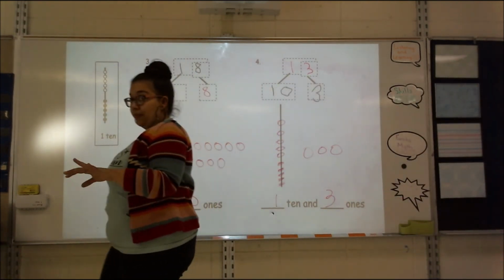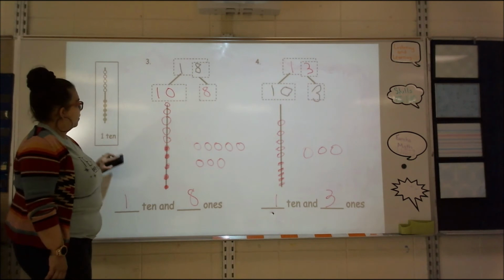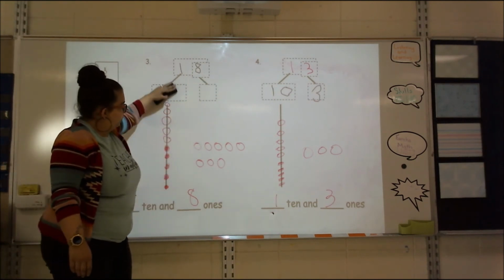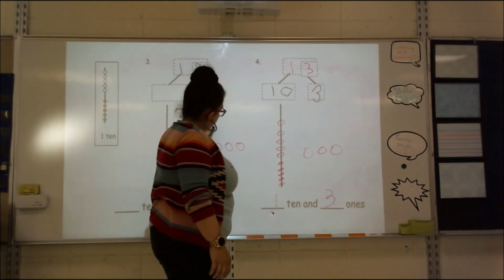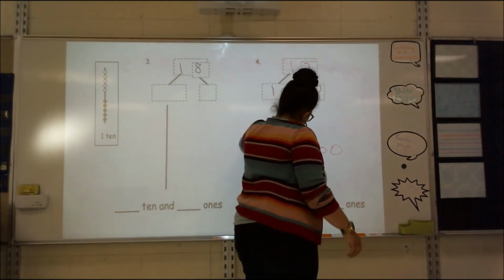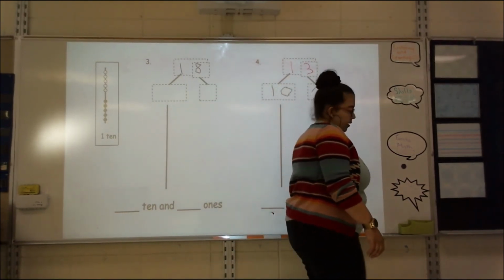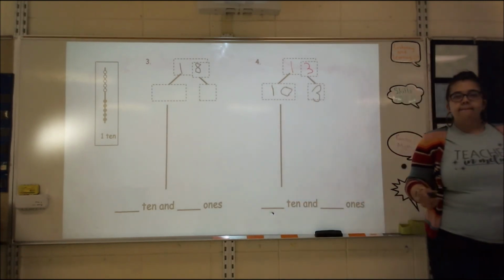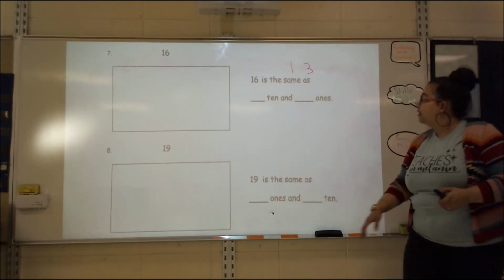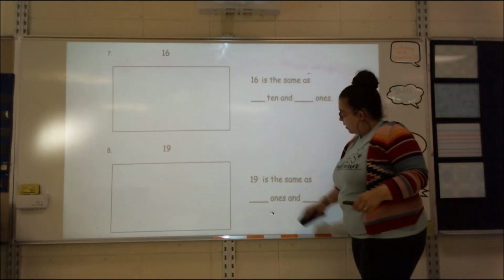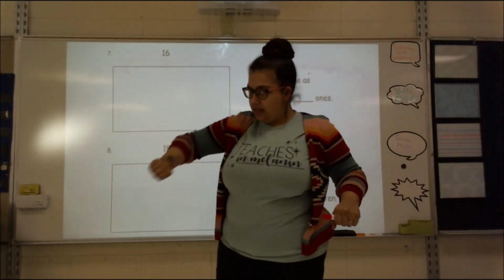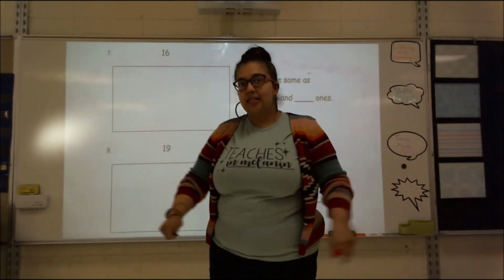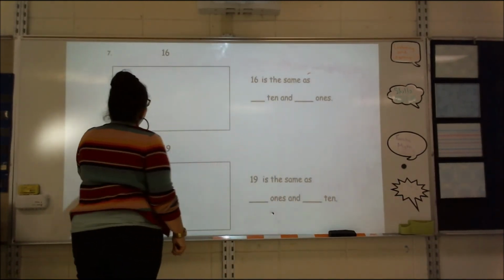All right, you want to practice a little bit more? We can practice a little bit more. Okay. All right, this time they're giving us a number and we have to make our own picture. So 16 is 10 and 6. Let's draw our own picture.